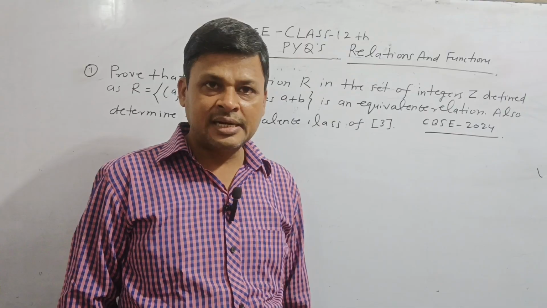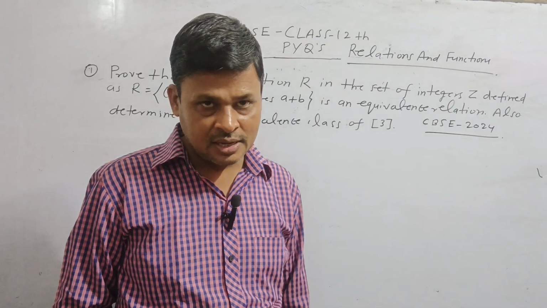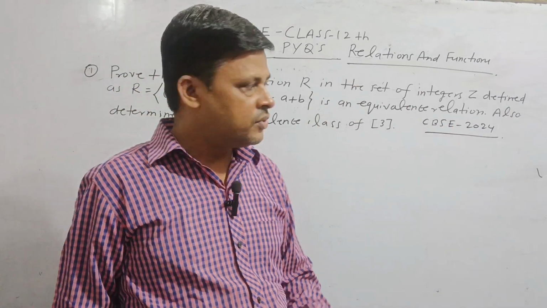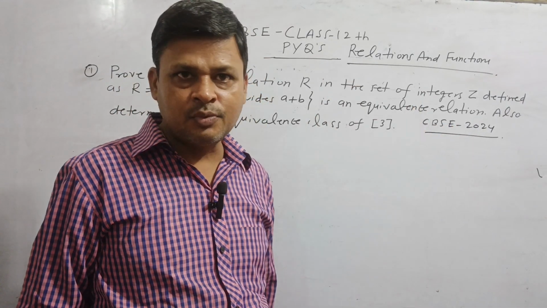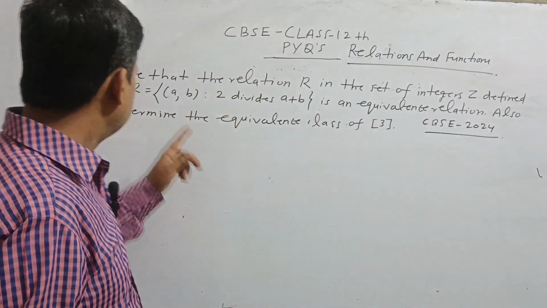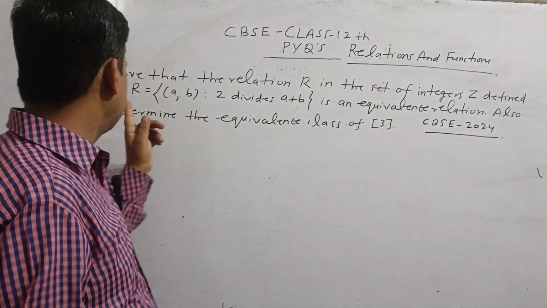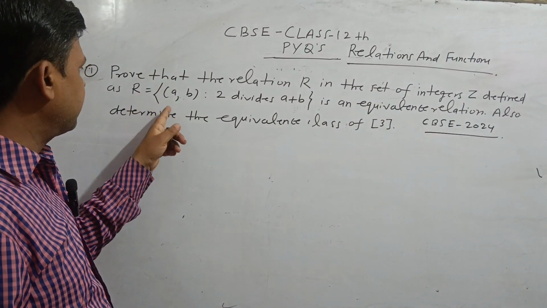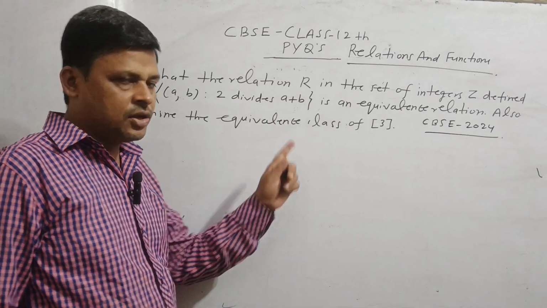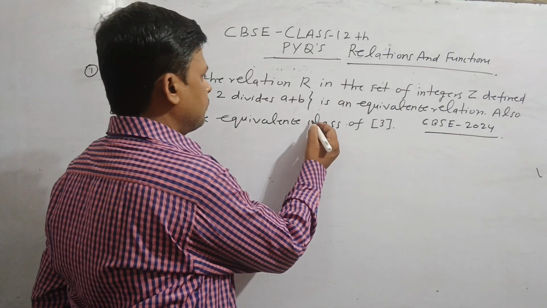Nigam. Proceeding with the PYQs of CBSE Class 12 Mathematics questions, the chapter is Relations and Functions. Today, I am with a new problem which has been asked in CBSE Board Examination 2024. What is the problem? Let us see. Prove that the relation R in the set of integers Z defined as R is equal to the set containing ordered pairs (a, b) such that 2 divides a plus b is an equivalence relation. Also determine the equivalence class of 3.